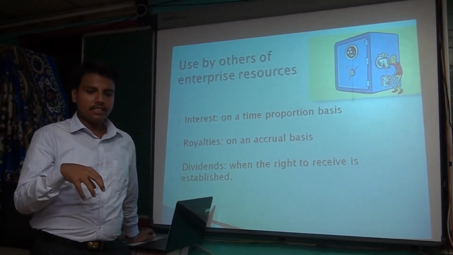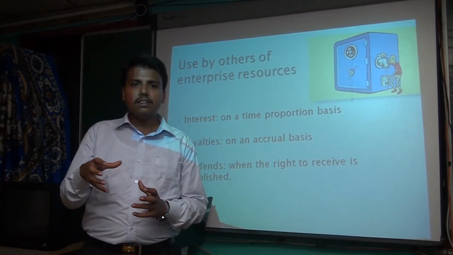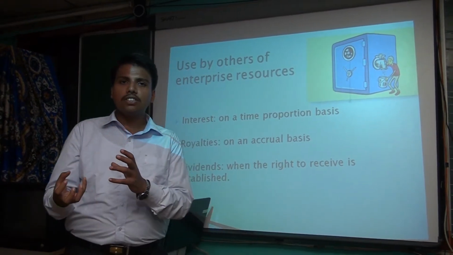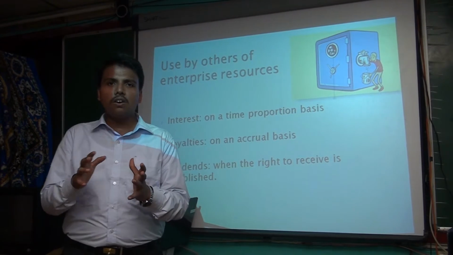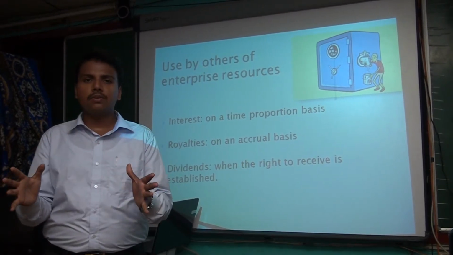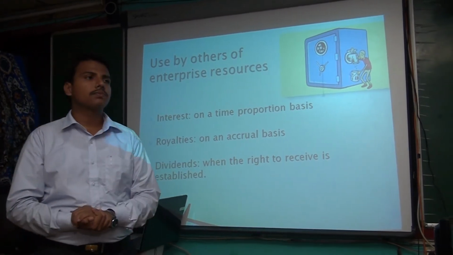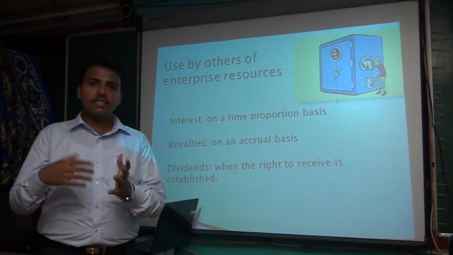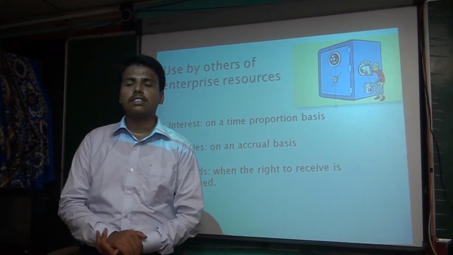When an entity invests in another's equity, it earns dividends, and dividends should be recognized when the right to receive is established. So, having seen all the three streams of revenue and how to recognize them, this is briefly what AS9 covers. Now let's move to the next revenue-based standard, AS7 construction contracts.